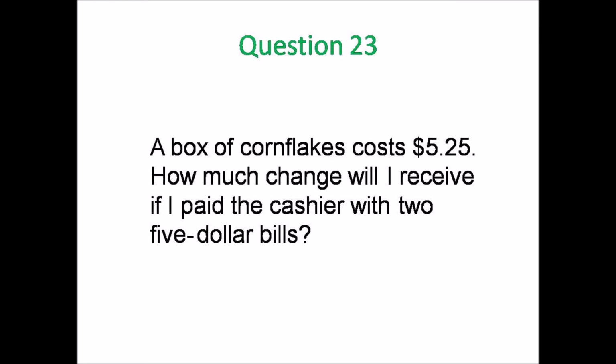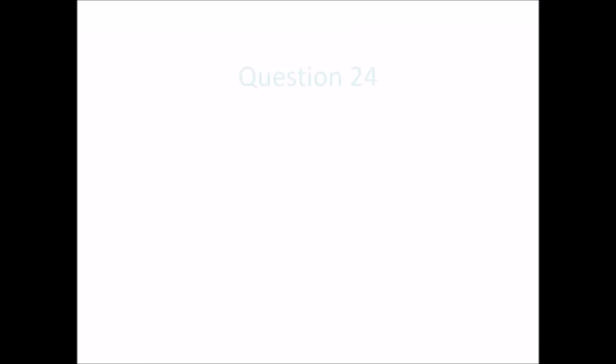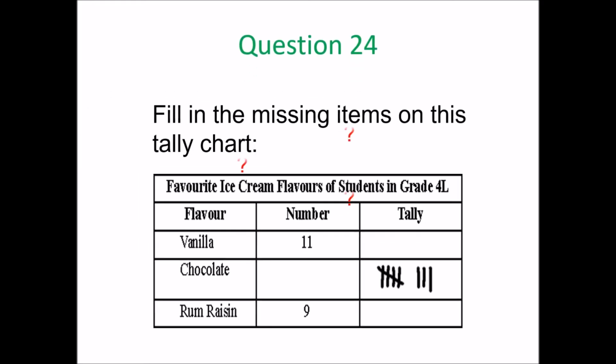A box of cornflakes costs $5.25. How much change will I receive if I paid the cashier with 2 $5 bills? Look at your numbers, figure it out, work it out, put an answer. Let's go, grade 4. Let's go.